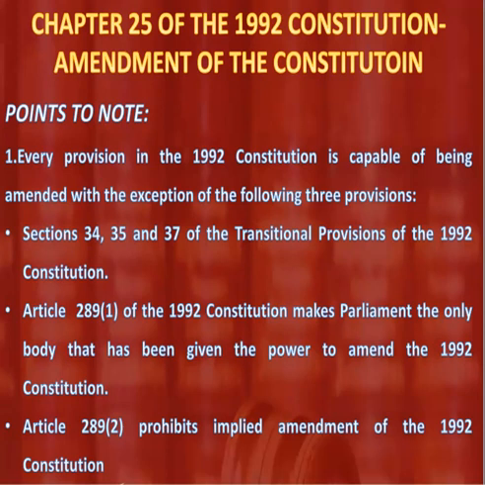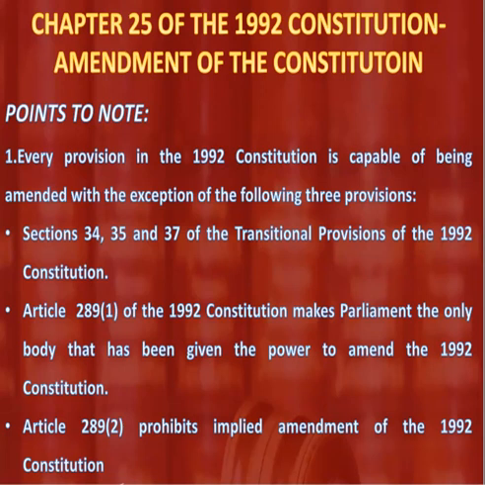Before we begin with the discussion of the amendment of the Constitution, as provided for under Chapter 25, there are three critical points I must bring to your attention before we begin to dissect the provisions in Chapter 25. These three points are very important, they are very crucial, and you must all pay critical attention to them. The first one that you must note is that as far as the 1992 Constitution is concerned, every provision in the Constitution is capable of being amended, with the exception of some three provisions that are not capable of being amended. Those three provisions cannot be amended, even though they are in the 1992 Constitution of Ghana.